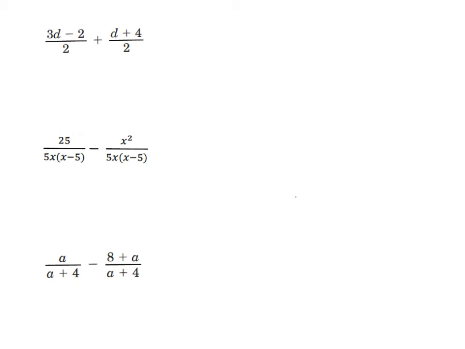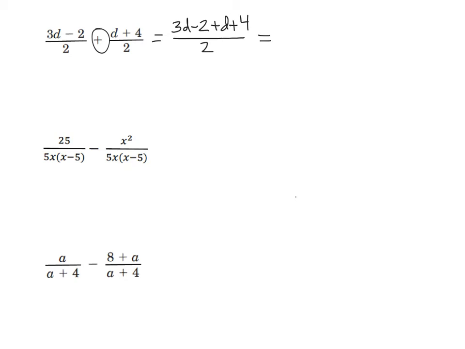Okay, let's try a couple more examples here. In our first one, we have a fraction with a denominator of 2 plus a fraction with a denominator of 2. Therefore, we can leave our denominator of 2 and add the numerators because we have a common denominator. So 3d minus 2 plus d plus 4.